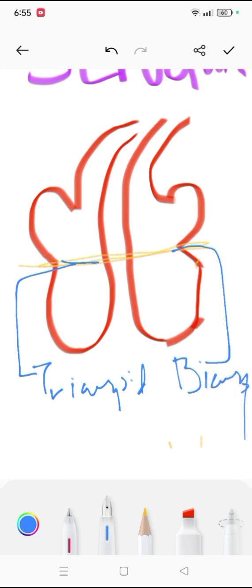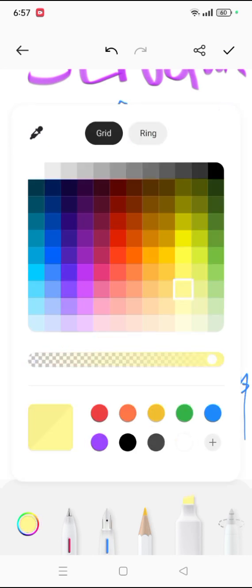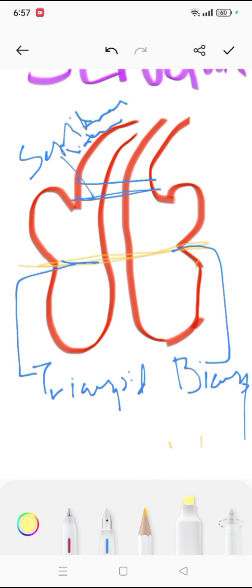These are only the atrioventricular valves, right? The semilunar valve is remaining. The valve present over here is called the semilunar valve. They both have the same meaning; otherwise there are different names here. Here it's the same, semilunar valve. So yes, here you will see that we have valves.